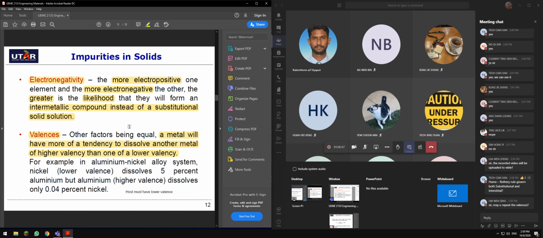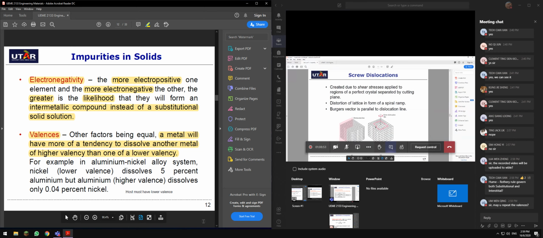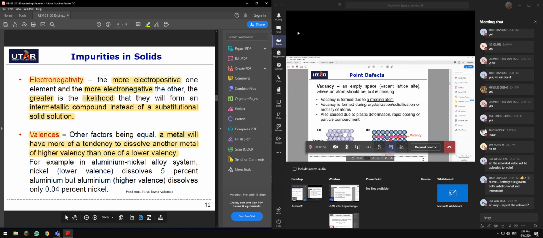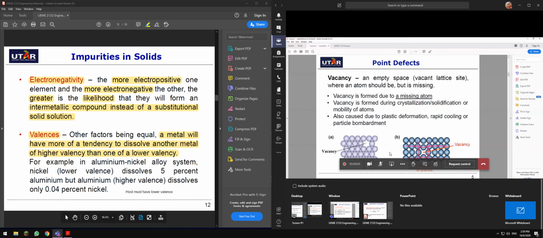Okay, now for the valences. Where is it? Over here? Yeah, valences. Valences is under point defects. Point by point, right? Vacancies happen when there is a missing atom in a plane. Imagine a vacancy. Vacancy means it's empty, right?